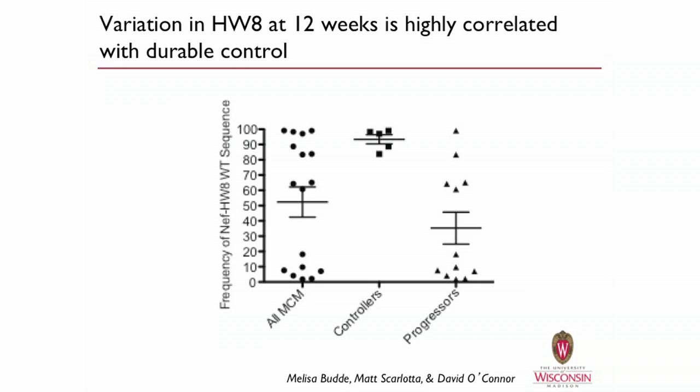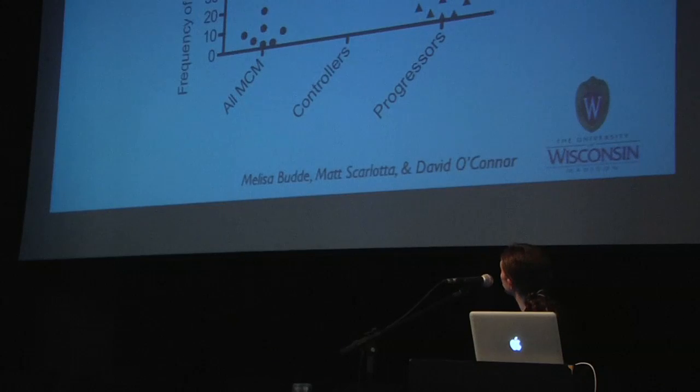And here you can see the frequency of wild-type HW8 sequences, that's the epitope in NEF, in all Mauritian cynos at 12 weeks in this cohort of 18 animals, in the controllers and in the progressors. And what she found was that nearly 100% of the animals who became controllers had wild-type HW8 sequences at this early time point, whereas most of the progressors seem to have variants that had accumulated at this time point. So it suggests that maintaining this epitope intact is important for maintaining that durable T cell response up until a later time point.